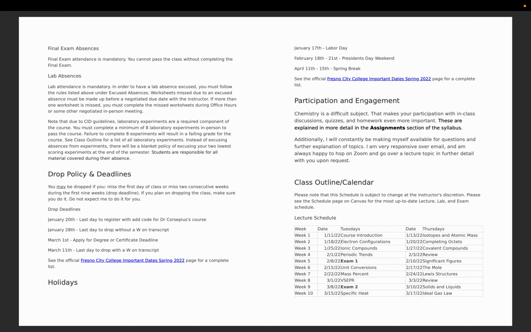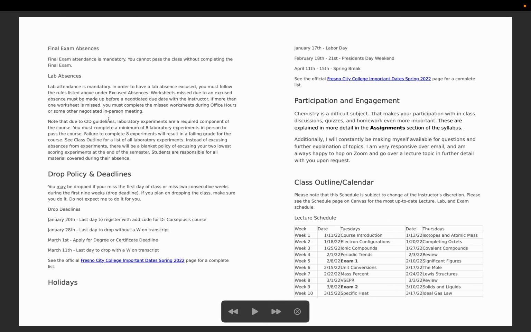If more than one worksheet is missed, then you're going to need to do it in some sort of a proctored environment. So for example, in my office hours with me, or in some sort of time outside of office hours with me, we can negotiate a proctor with the tutorial center. The bottom line is I treat these worksheets to be more like quizzes. They're in-class assignments. So again, I'll allow you to do one at home. After that, you're going to have to do it in a proctored environment.